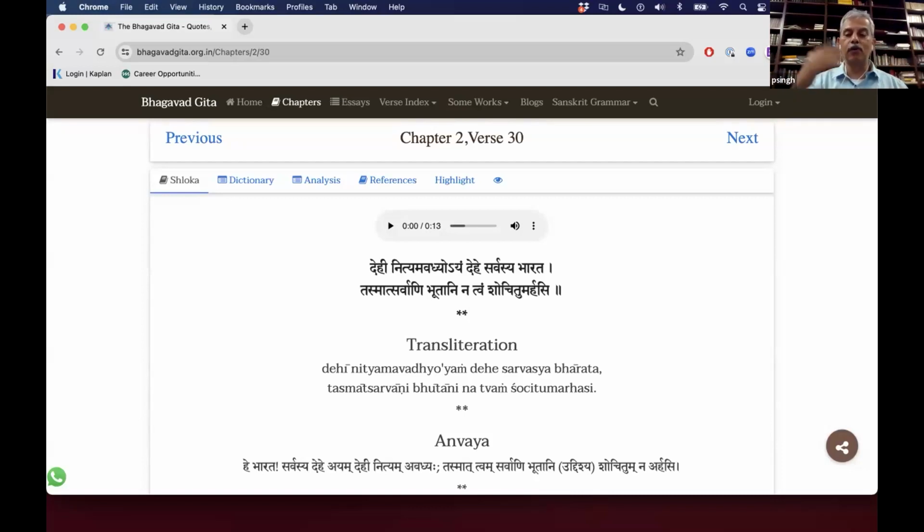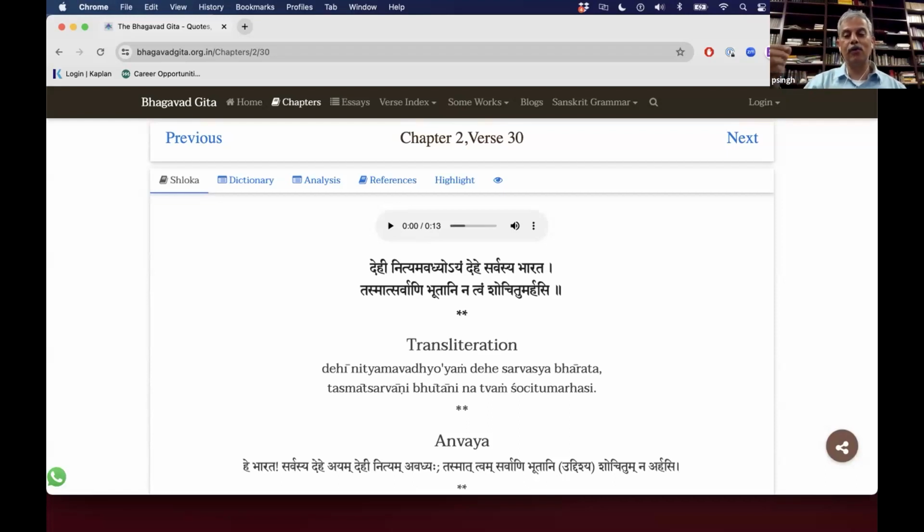And we have talked about it before. Nainam Chindanti Shastrani. Nainam Dahati Pavakaha. If you remember, I think it was the 23rd or 24th, I forget. 23rd, I think. Achedyoyam, Adahyoyam, that was the 24th. So here he is coming back, and Sri Krishna loves to do that. He comes back to what he has said before, but in a different context. Dehi Nityam Avadyo Ayam. Ayam, this.